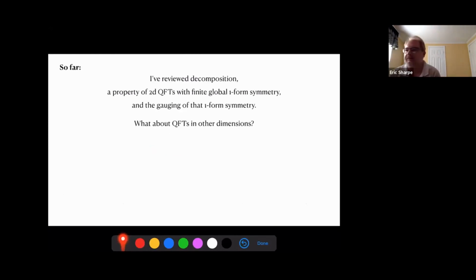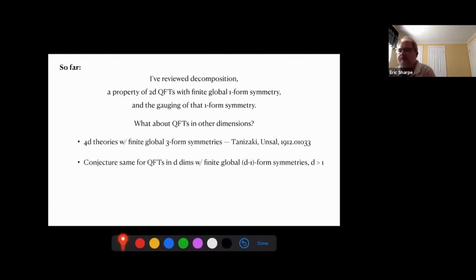All right, so far I've reviewed decomposition, which I emphasize, in my talk, has just been a property of two-dimensional quantum field theories with a finite global one-form symmetry. And I reviewed how to go about gauging that one-form symmetry. So what about quantum field theories in other dimensions? For four-dimensional theories, Yuya Tanizaki and Mithat Unsal worked out an analog of this past December in four-dimensional theories with a finite global three-form symmetry.